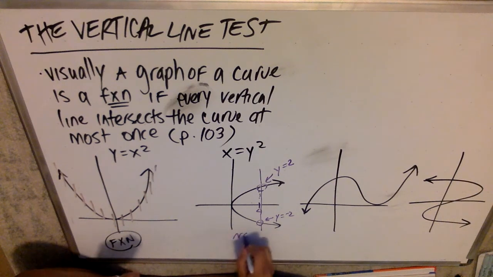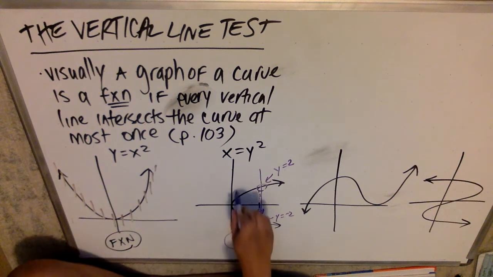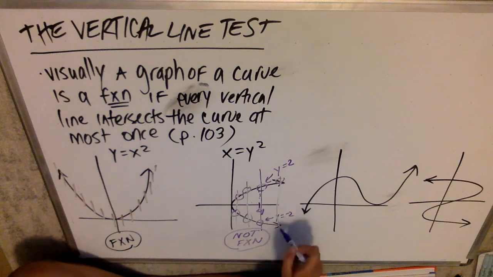So this is not a function, because you can draw a vertical line and hit multiple spots on a curve. And that was just one spot, the example where x is 4. But what if I could pick any spot? Look, it fails the vertical line test. Fails the vertical line test. Fails the vertical line test.